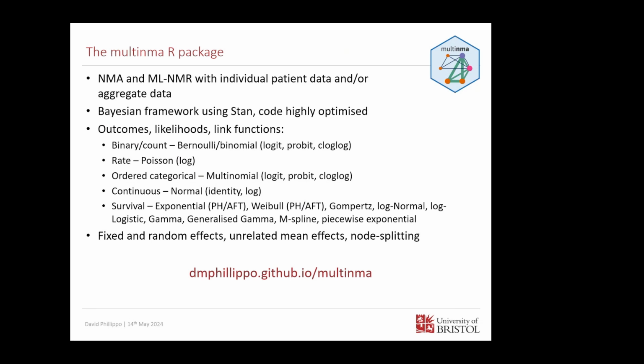And of course, you can do the usual things that you'd want to in a meta-analysis or network meta-analysis. So you can fit fixed and random effects models to look at heterogeneity, unrelated mean effects and node-splitting models for inconsistency, and so on. And it's constantly under development. So if you play around with it and you think, oh, I'd like it to be able to do this, or I found a bug, then let me know. And you can find out more at the website here on screen if you're interested.